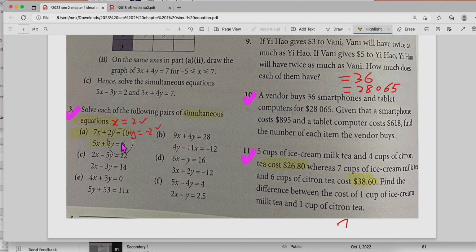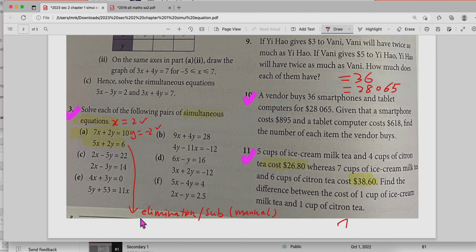3a, okay. I'm trying to show you how many ways you can solve simultaneous equations. So you use elimination, right? Or substitution, right? Okay, so these two are manual methods.